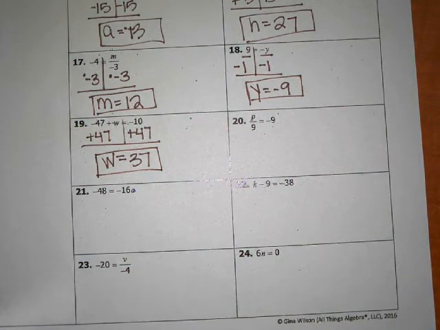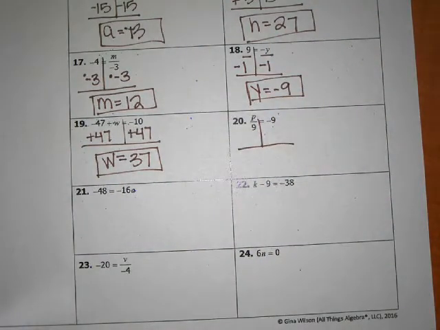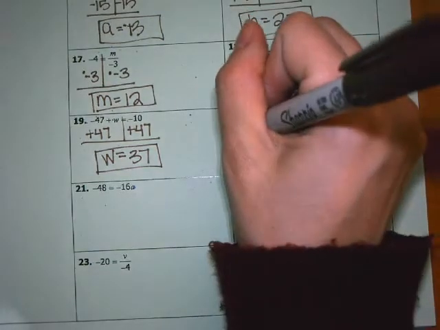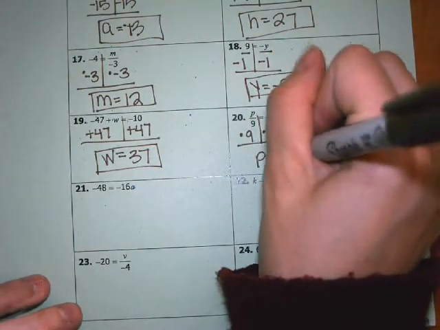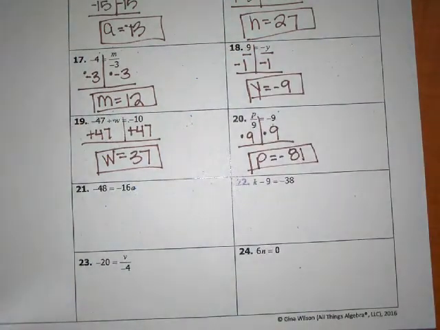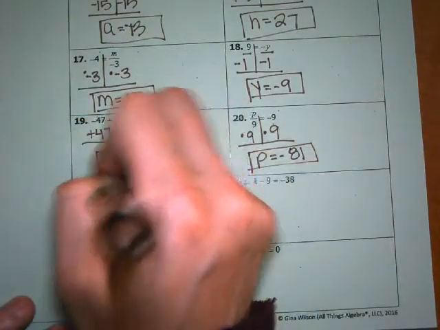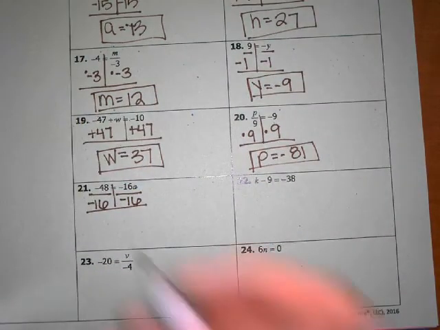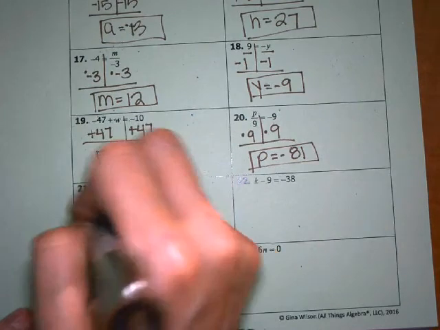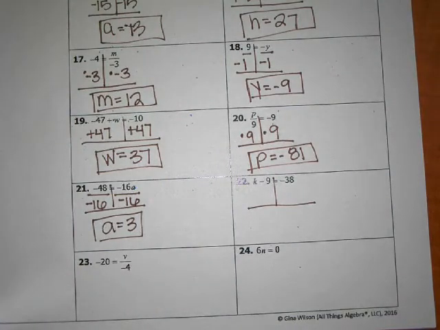Number 8, what do I do on number 20? I multiply it by 9. Yep, that's all I need. Number 6, what did you get? P equals -81. Excellent job. 7, what did you do on number 21? I divide by a -16, which means 17. What's my answer? A equals 3. Number 1, Anderson, that's you, bud. What did you do on number 22?